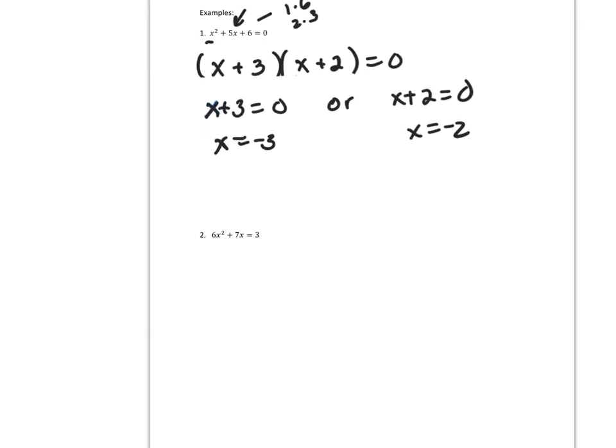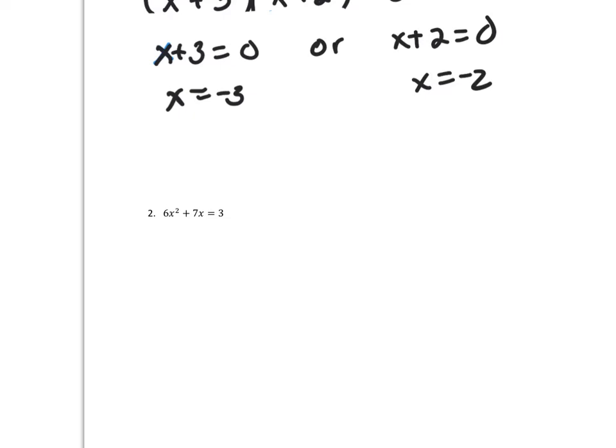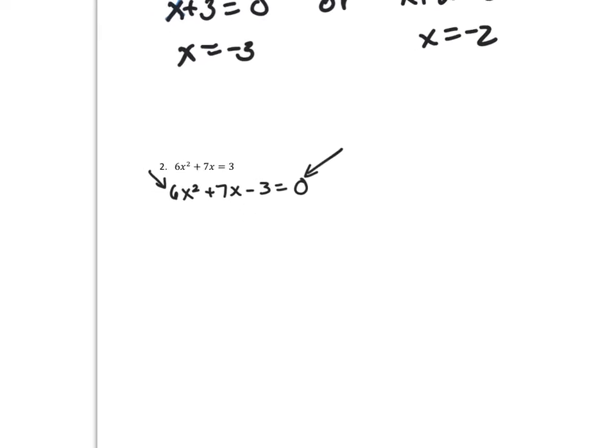Let's look at number 2. That's not in standard form: 6x squared plus 7x minus 3 equals 0. No fractions. Leading coefficient is positive. You've got 0 on one side. And I don't think this factors. It may factor, I don't know. But I'm going to use the quadratic formula.